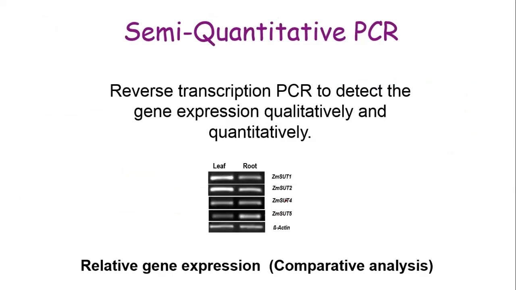Ultimately, it is the same methodology as in semi-quantitative PCR. In semi-quantitative PCR, the reaction, you see it on the gel and it's a final product where you see the difference between the two samples in the leaf and the root. You see the difference in the expression level of sucrose transporter 1, 2, 3, 4, 5 and actin genes.